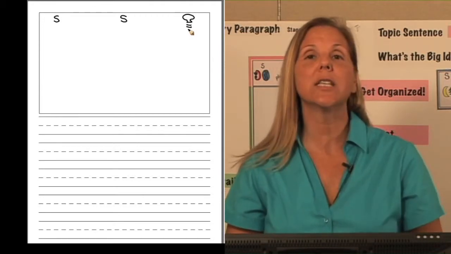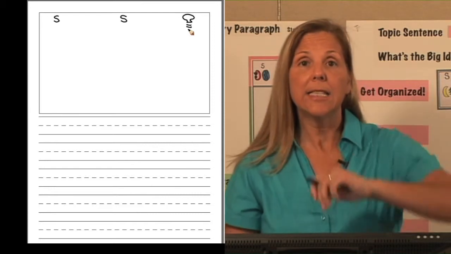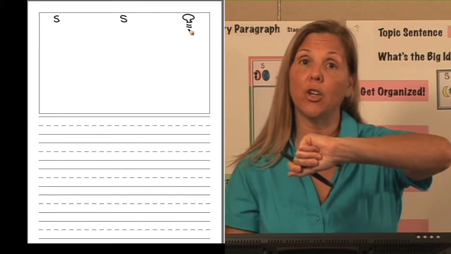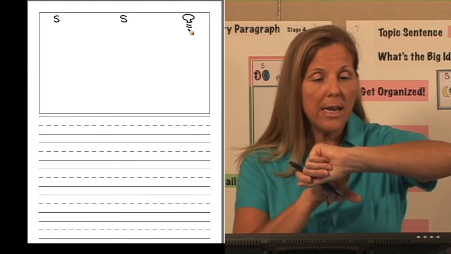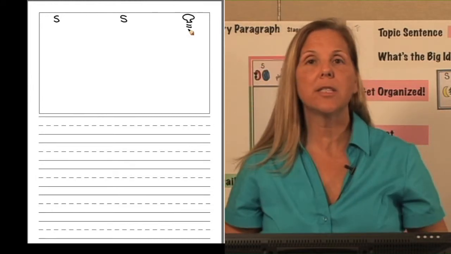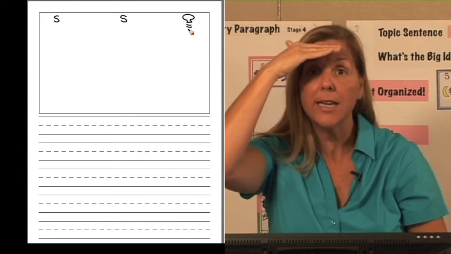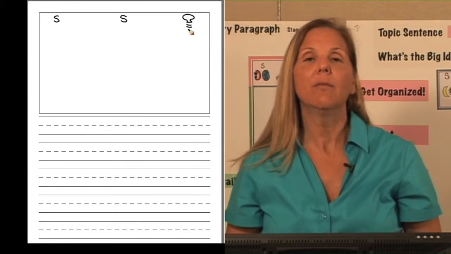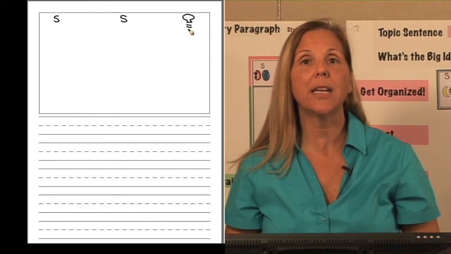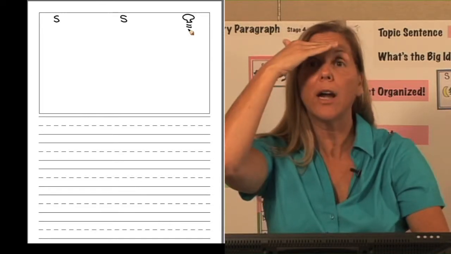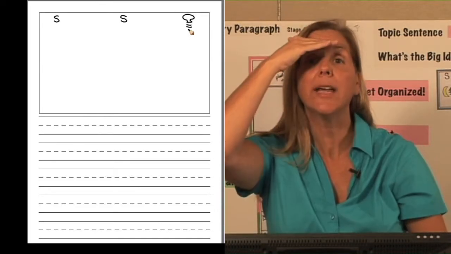The first S is for setting. Setting tells me, look at your wrist like you're looking at a watch, when and where. What does setting tell us? When and where, or time and place. So let's do the first S. First S is setting. Setting tells us when or where or time and place.